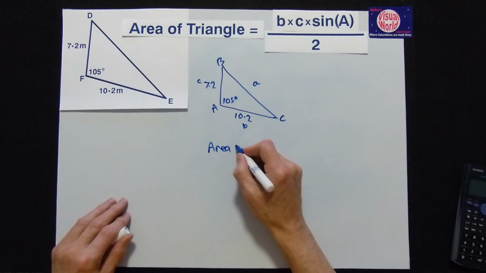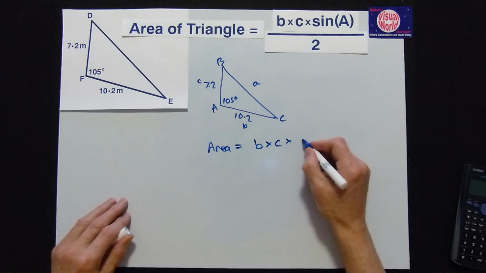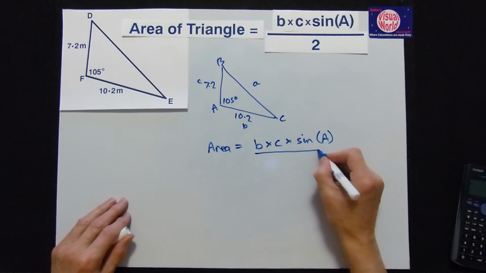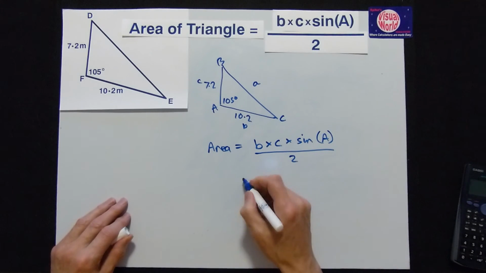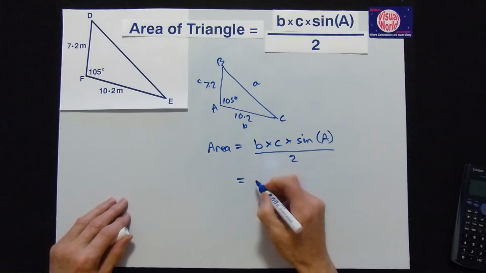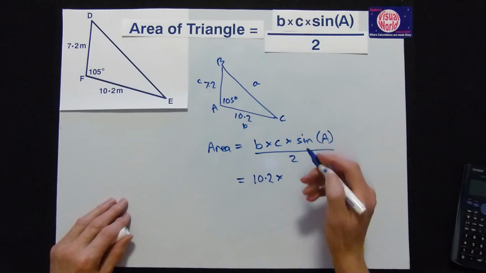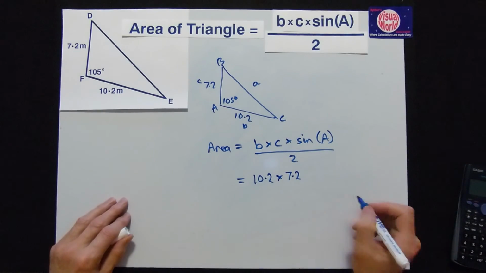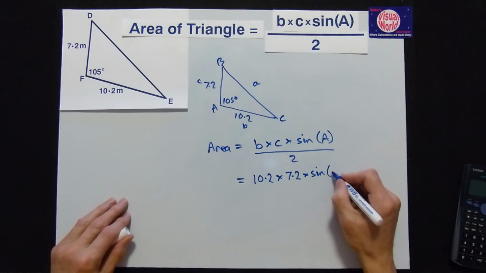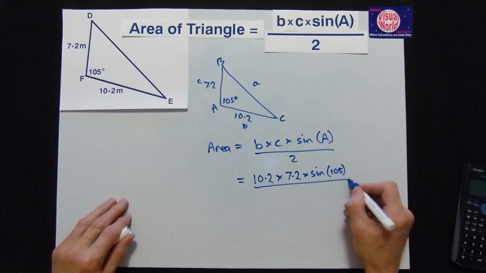Area equals B times C times sine A all over 2. So we've got, putting in your numbers, take a look, we need a B, and the B is 10.2 times the C, and the C is 7.2 times sine of the angle. The angle is 105. Remember, close your brackets when you're on the calculator.